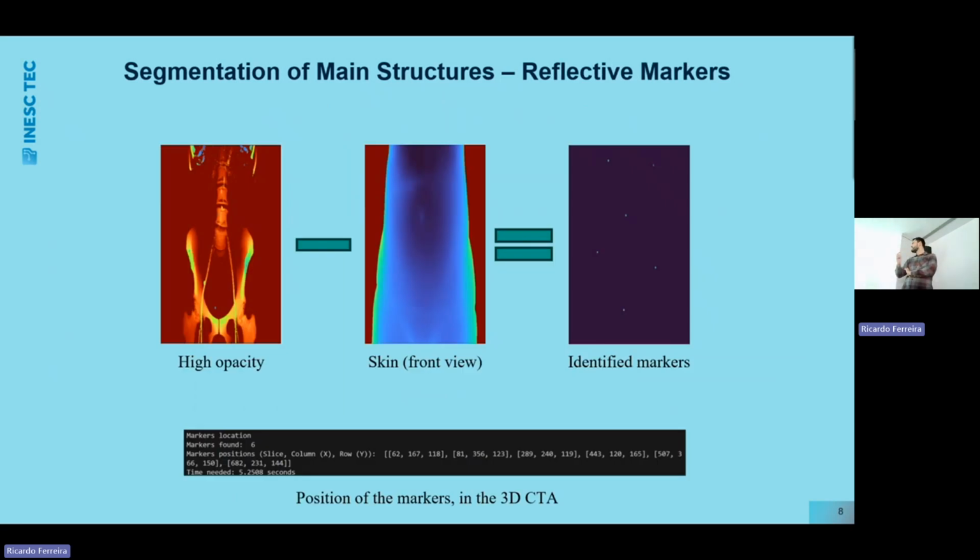Then to count the markers, it's relatively easy. I use the high opacity filter. Basically, I collect everything that's maximum opacity, like the bones and the markers. And using the skin without the markers, I try to see what is above the skin, because the markers are the only thing with maximum opacity that is above the skin. The bone, as a consequence, is below. It's not considered in this part. And I count them and give their positions.